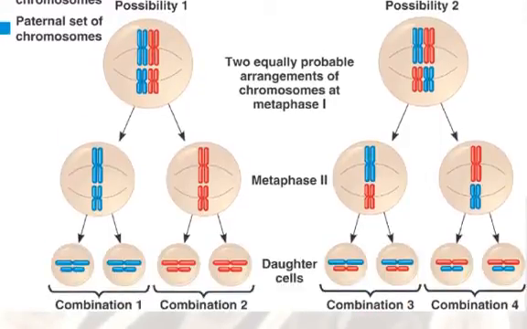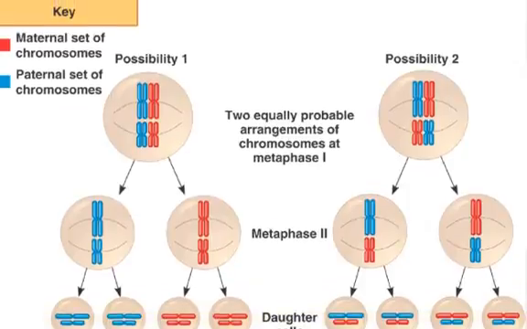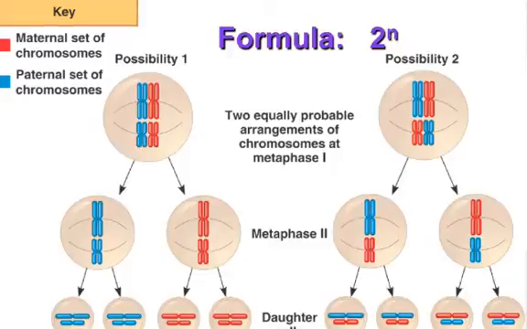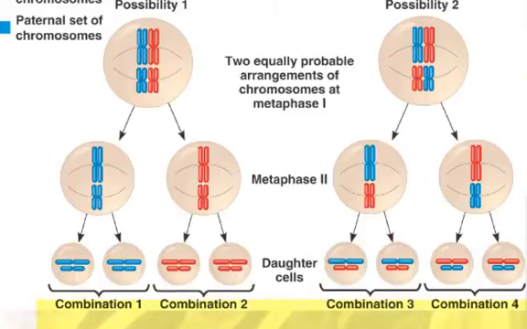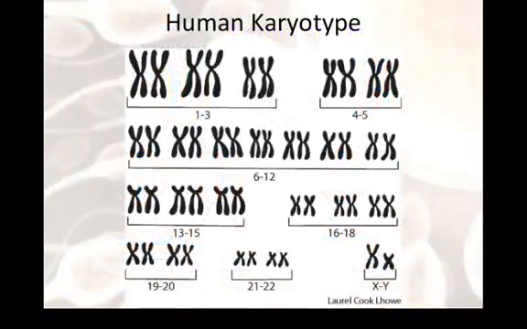With just 2 sets of homologous chromosomes, there are 4 different chromosome combinations in the gametes. This can be mathematically calculated using the formula 2^n, where n is equal to the number of homologous pairs. In this case, n is equal to 2, so 2 to the 2nd power is 4 different possibilities. Humans have 23 pairs of chromosomes.